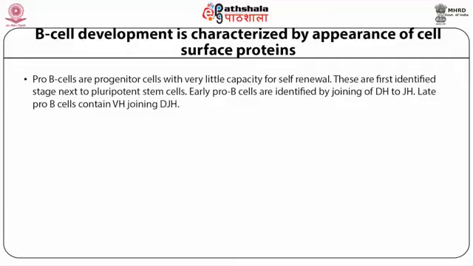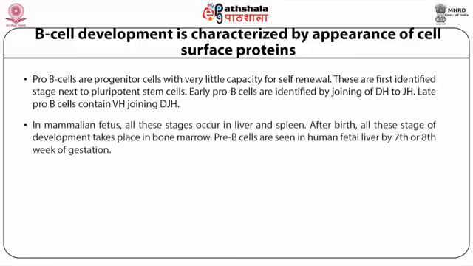The next stage in the B cell development is the immature B cell. This contains IgM on the surface. All these stages of B cell development are antigen independent stages. In the mammalian fetus, all these stages occur in liver and spleen. After birth, all these stages of development take place in bone marrow.